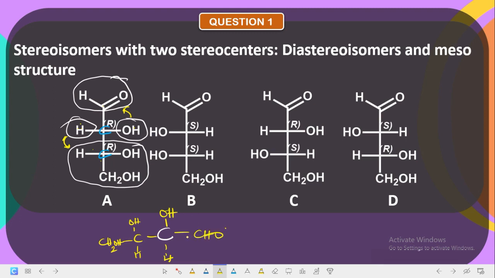So which of them will take position number 1 now between these two? Here will be number 1. Here will be 2. And automatically here will be 3. And then here will be 4. So what configuration is this? R. Is that not so?